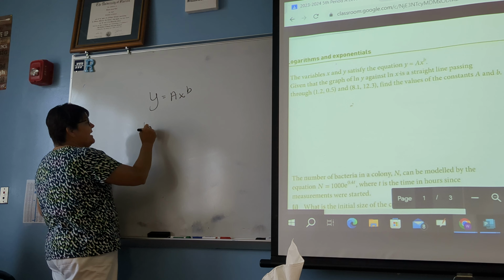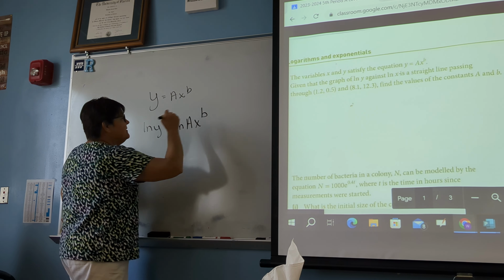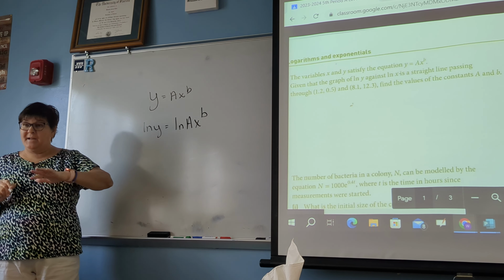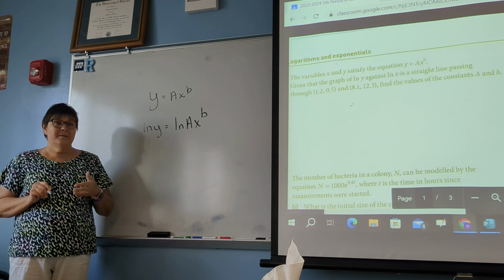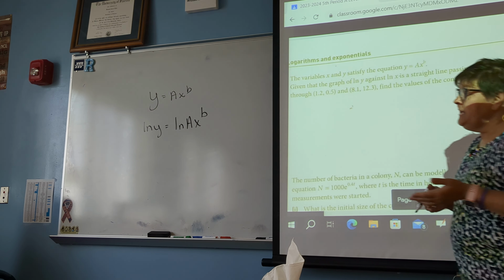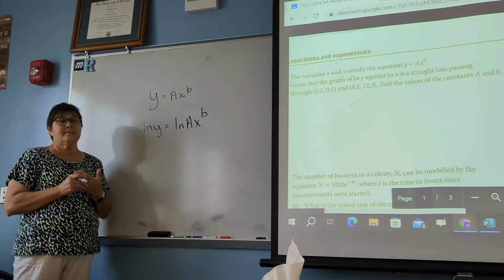So if I ln both sides, I'm at a starting point here. Again, my goal is to make it look like a straight line. So I'm over here and I say I have ln of y equals ln of a times x to the b.